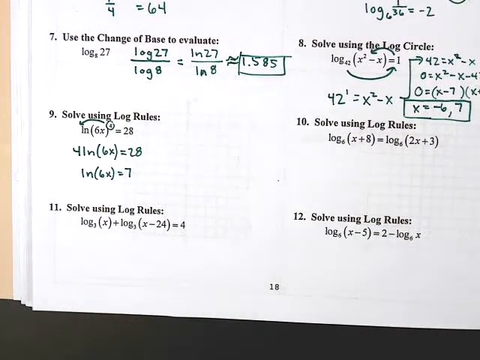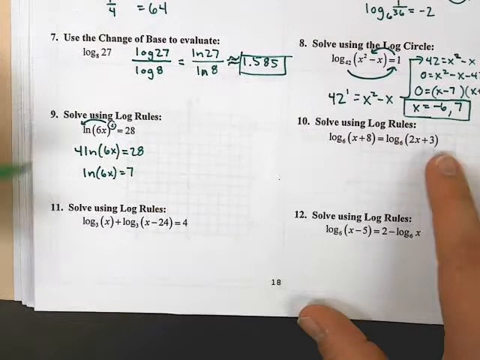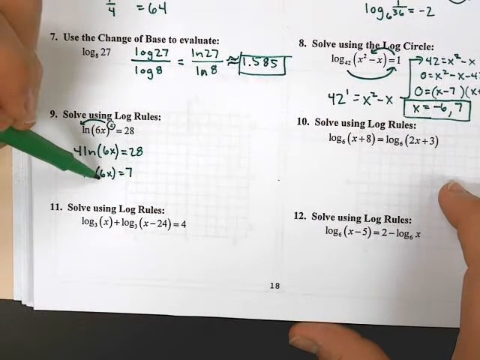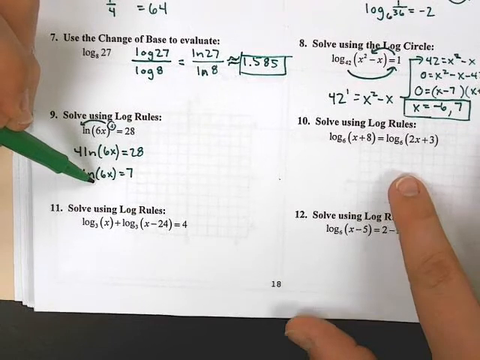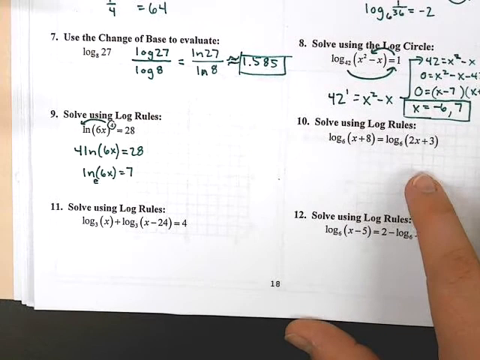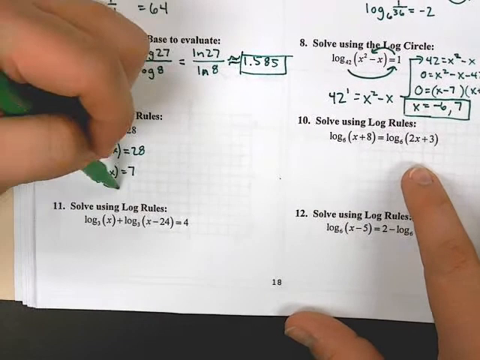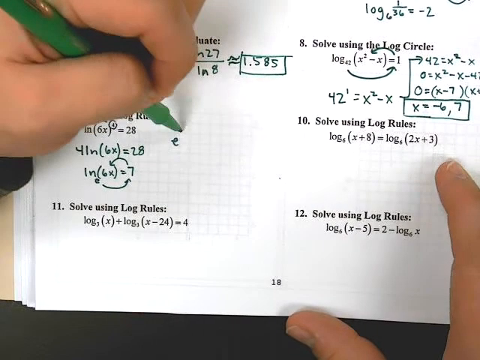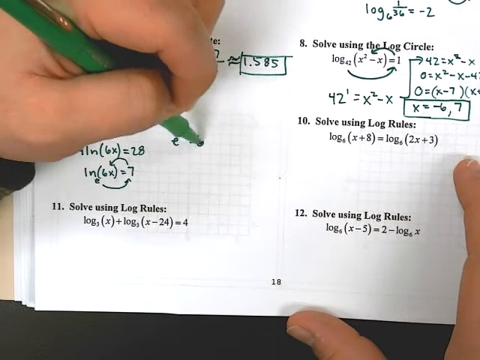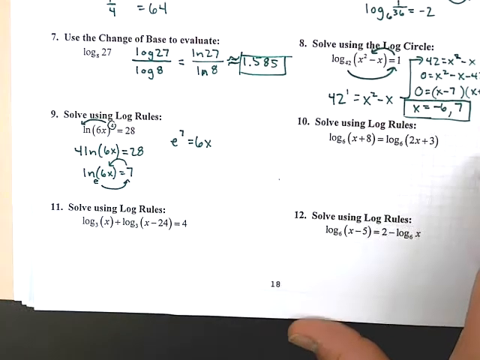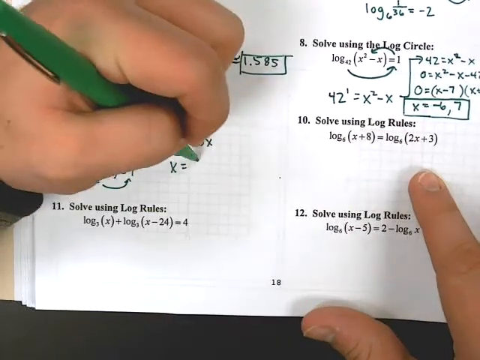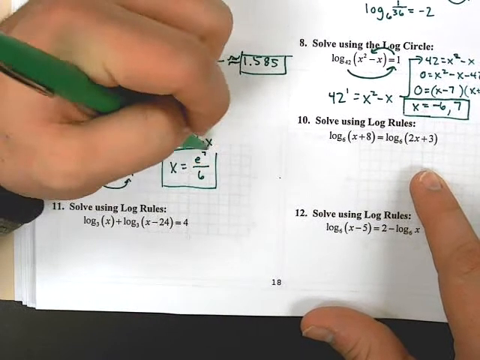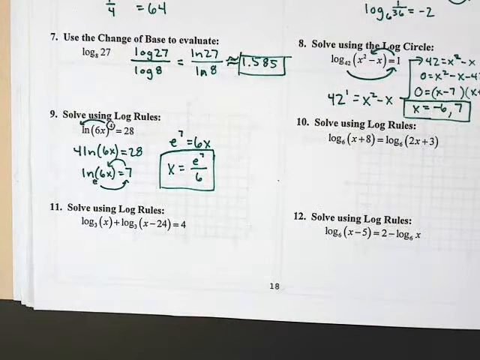It's the same thing. We're going to use our log circle. Now you need to remember, a natural log has what base? I don't see it, but we know it's there. It's like there's an e there. So I use my log circle, and I say that e to the 7th power must equal 6x. And finally, x equals e to the 7th over 6. And I would leave it just like that, because that is a perfect, exact answer.